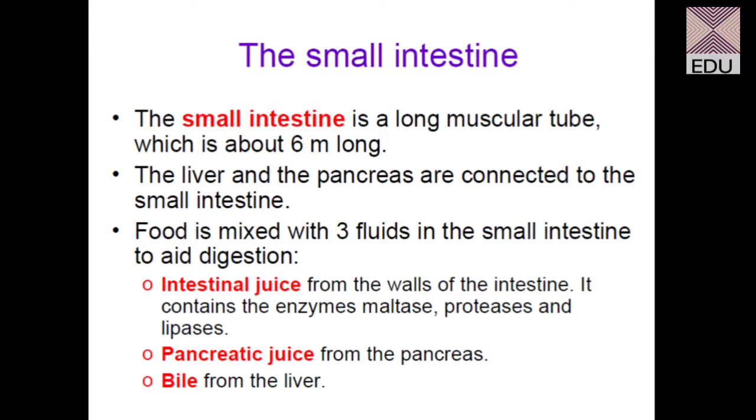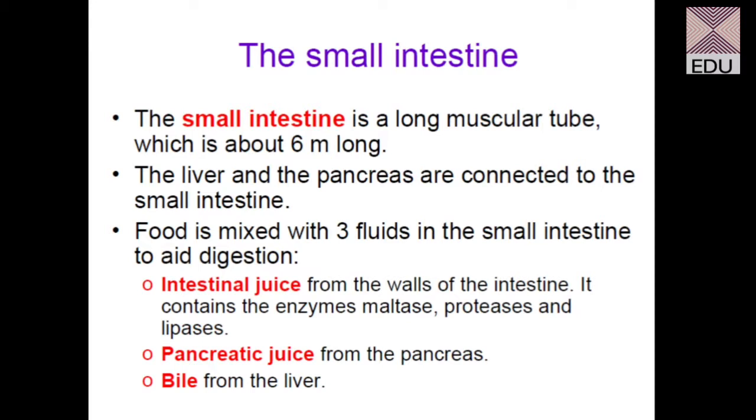Now, food mixes with three fluids in the small intestine to aid digestion. Number one, this is the bile. Bile is made by the liver, but it is stored in the gallbladder. When the food passes to the duodenum, it stimulates the contraction of the gallbladder, which secretes the bile.